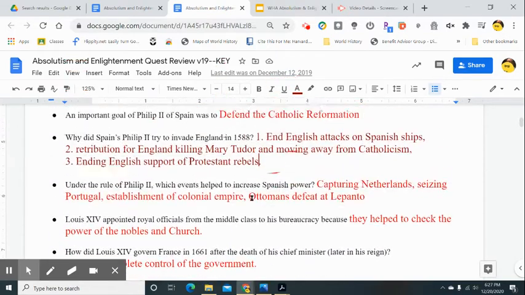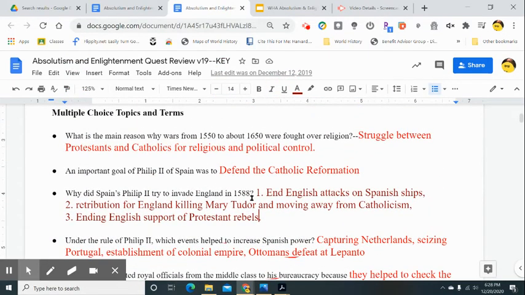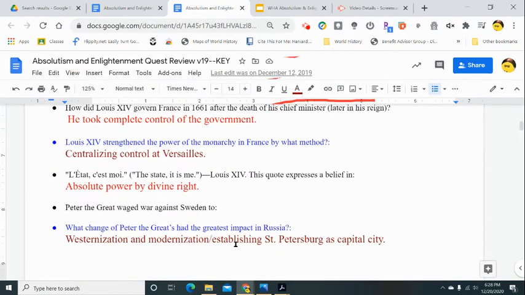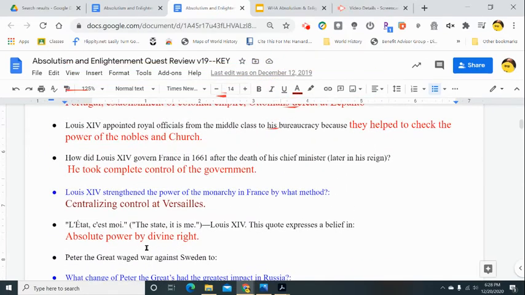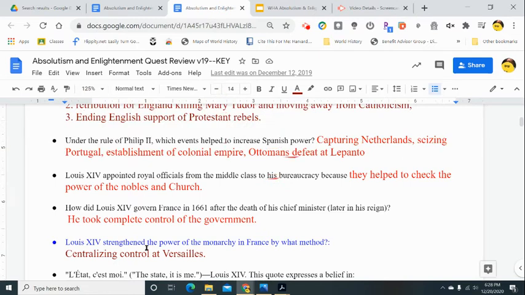You may need to stop it at certain points. I'm just going to scroll through this one more time here. You may need to stop it at certain points to help you figure it out, to get some of these down.